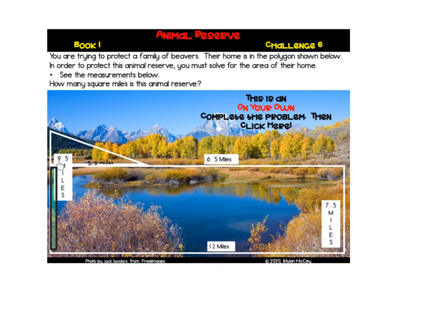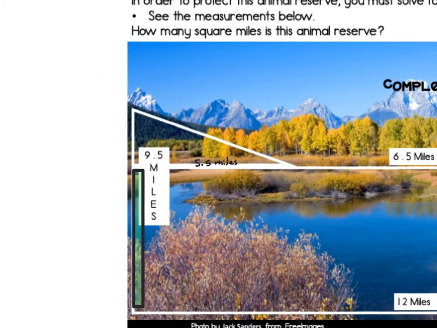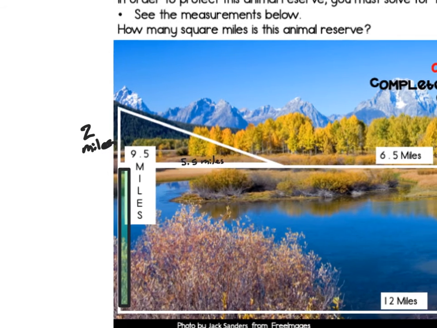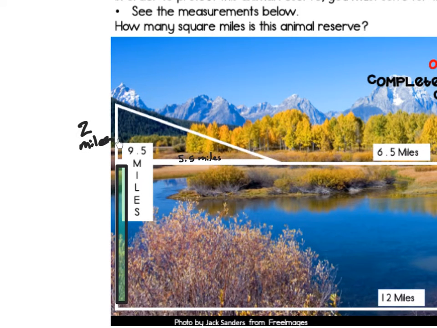Which means I can take the 9.5 and subtract the 7.5, and I'm going to end up with this section from here to here being exactly 2 miles. So let's go ahead and write that in right over here, and I'll go 2 miles. Okay, bam. Now I have my section for the height here. My height is 2 miles, and my base is 5.5 miles. So now I can solve for this triangular area.